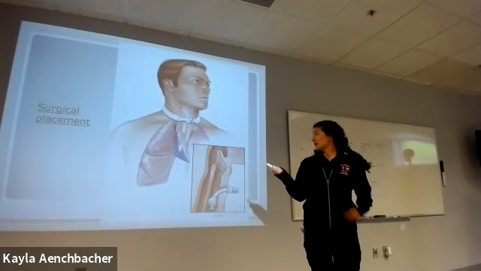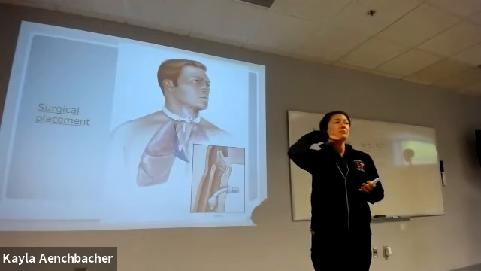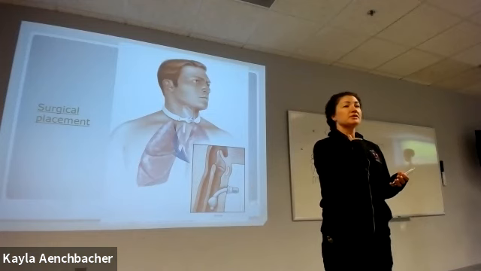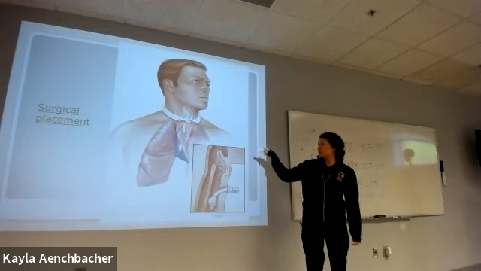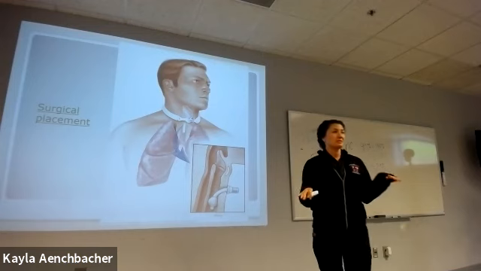Okay, a lot of times they will opt to place a tracheostomy, which means we're going to bypass that upper airway altogether. We're going to cut right here in this membrane, and we're going to place a tube directly into the trachea. So when we breathe, we're breathing from here. We're bypassing the upper airway. We're eliminating that aspiration risk.